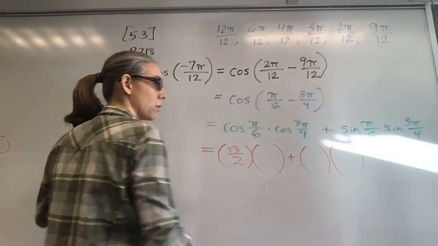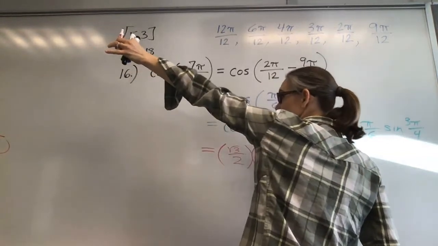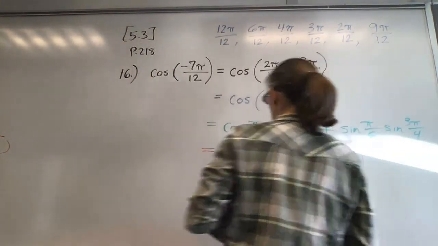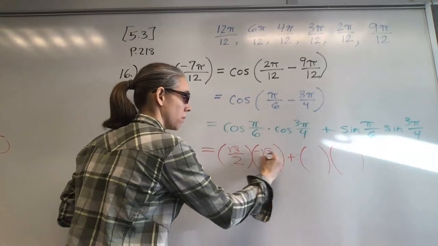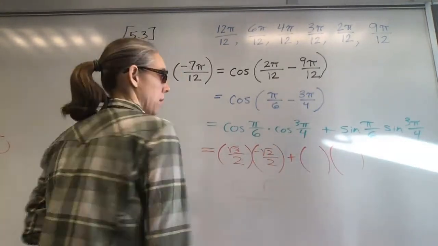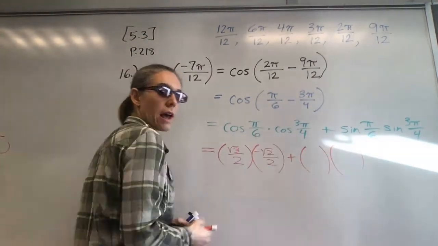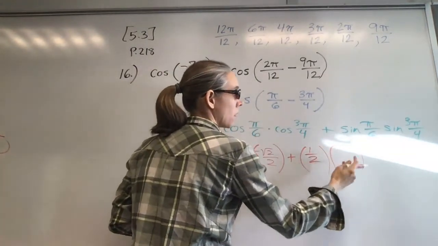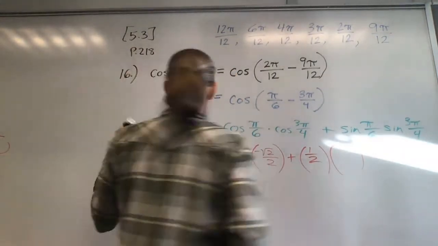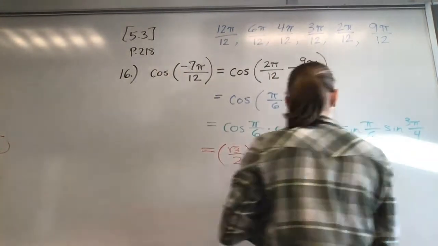Cosine of 3 pi fourths is way over here, so that cosine value is negative root 2 over 2. Sine of pi sixths is 1/2. Sine of 3 pi fourths, that's way over there, so that's root 2 over 2.